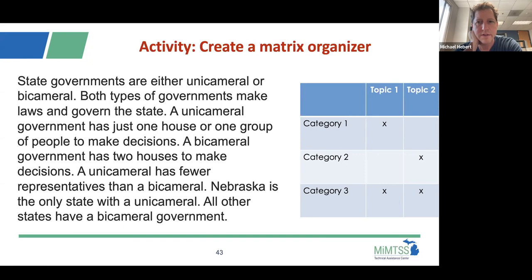What I'm hoping here is that you're going to see that this is a little bit more challenging than it might seem on the surface. And I want you to think about how it makes you think differently than maybe a simple Venn diagram might.